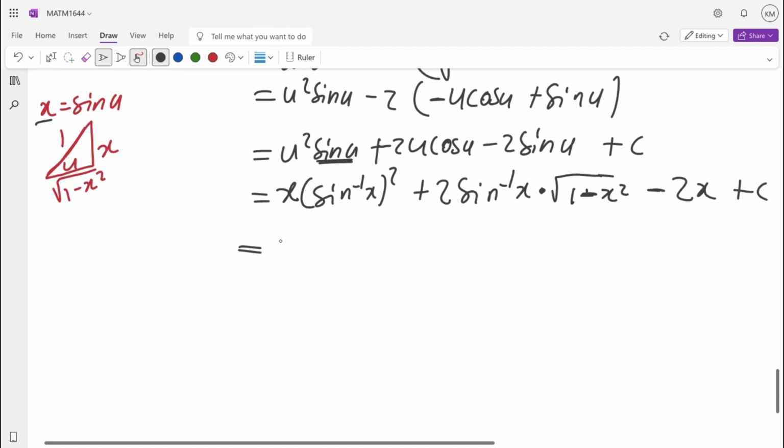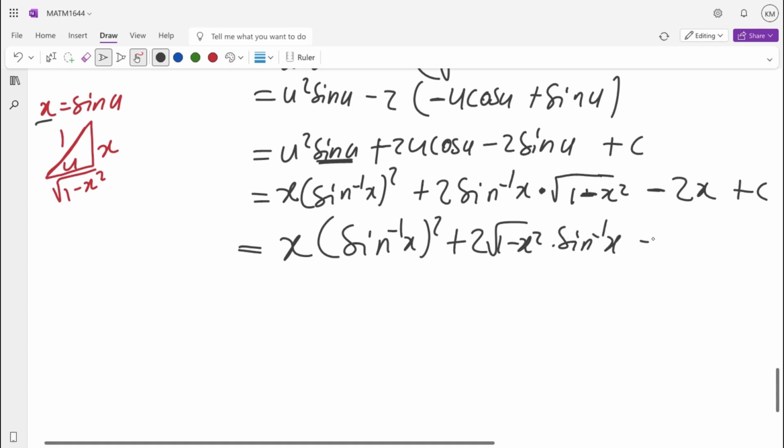So this is basically your final answer. X arc sine x all square, then plus 2 square root of 1 minus x square times arc sine x minus 2x plus c. Okay, just like that. So this is the final answer to that problem. Okay, so it just needs you to think a bit. It doesn't really need anything new that you have to do right here. It's just mathematics and algebra. For as long as you know how to apply the technique of integration by parts, you're gonna get to the final answer as easy as that.